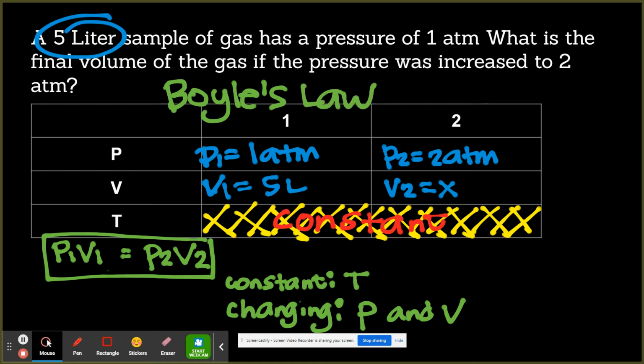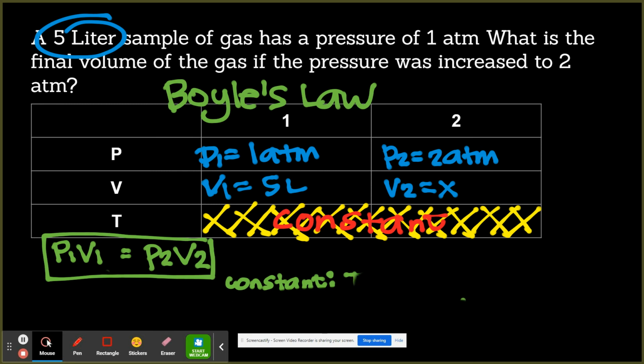So in Boyle's law, guys, the temperature is constant, and what is changing is pressure and volume. Don't forget that. Again, Boyle's law, constant is temperature, changing is pressure and volume.